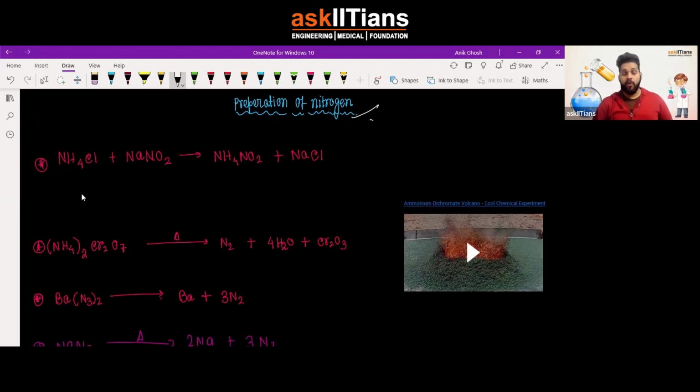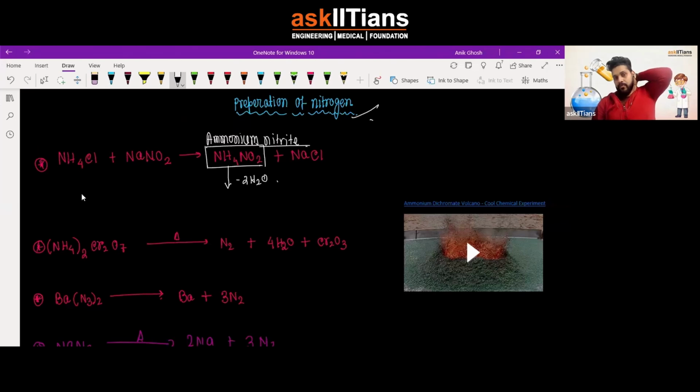First, guys, how do we form nitrogen? NH4NO2, ammonium nitrite. It's a very, very important reagent. What actually happens is when you react ammonium chloride with sodium nitrite, you get ammonium nitrite. And from ammonium nitrite, if you take out 2 molecules of water, that means 4 hydrogen and 2 oxygen. So from NH4NO2, you take out 4 hydrogen and 2 oxygen.